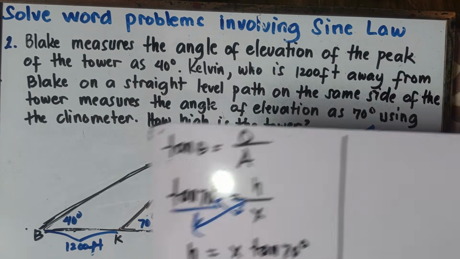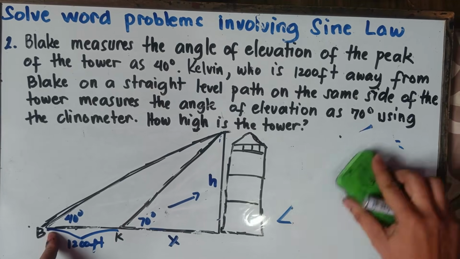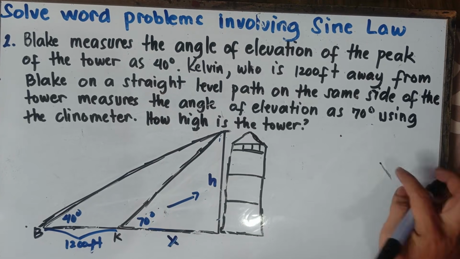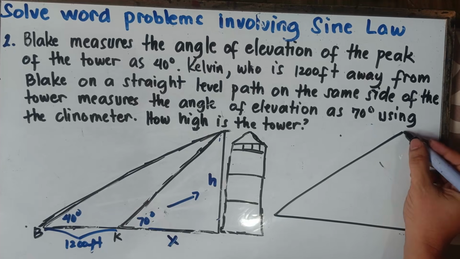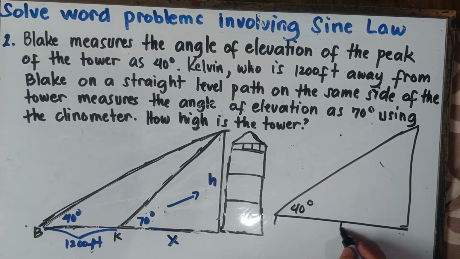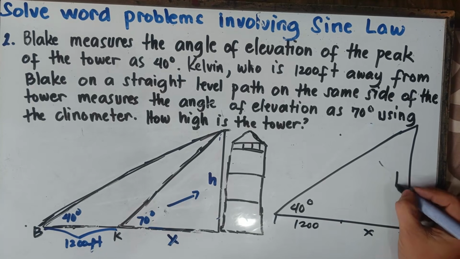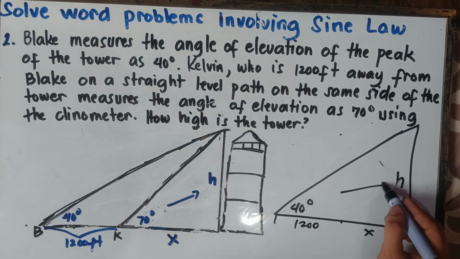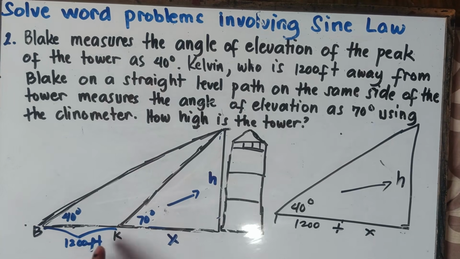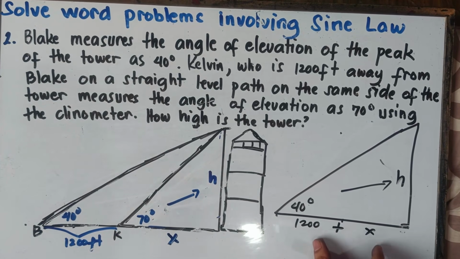Now, how about this value right here, class? Let me draw the big triangle. So this is 40 degrees, right? We have 1,200 here, and this will be x right here, and this is h. Opposite will be h, and then adjacent will be 1,200 plus x, because 1,200 plus x will be the measure, class. So the adjacent will be 1,200 plus x.